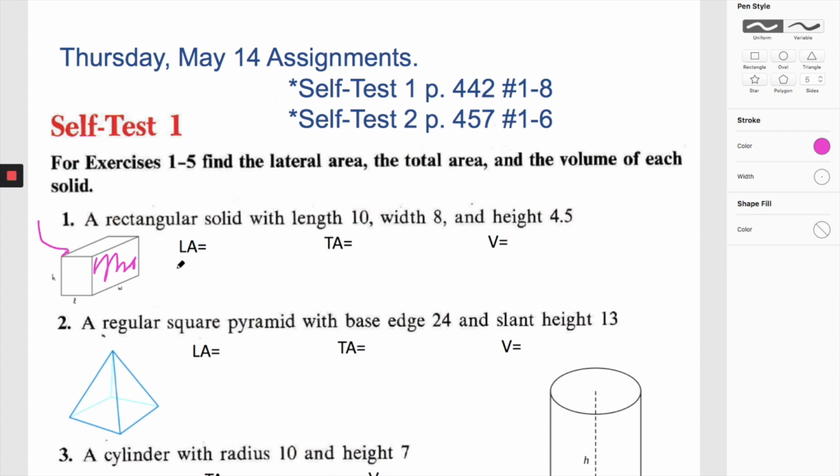So in the book here, they just call this a rectangular solid. If you have a rectangular prism, the only way you can create a 6-sided rectangular solid is that it ends up being a prism. So that's why they call this a solid there.